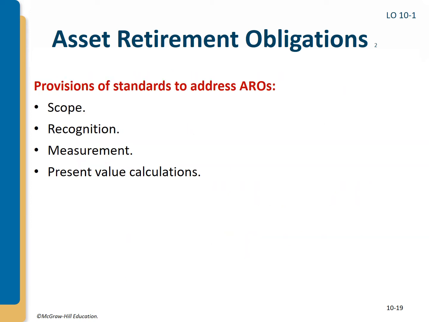So let's see what we're talking about. There's a couple different things we have to look at. The scope, recognition, how do we measure it? So how do we recognize it? How do we measure it? And what's this present value calculation? Not again, right?